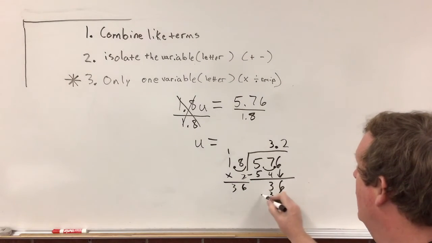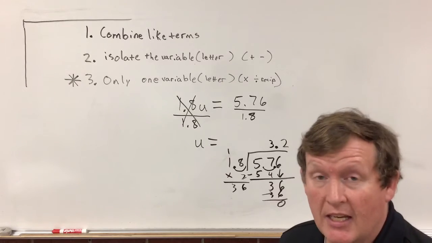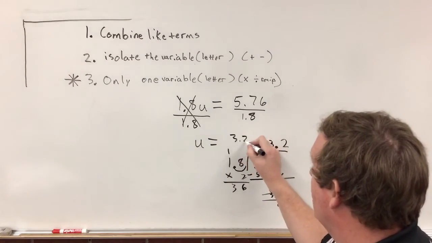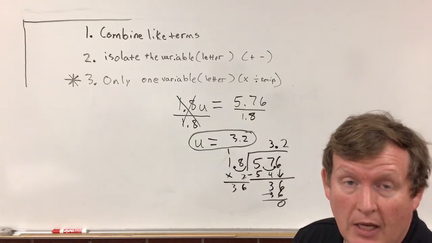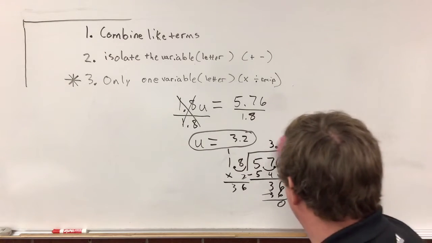It came out even. Once again, all our answers will be terminating. That means they end. They don't have any repeating answers or repeating decimals. So if you come up with a problem like that, you need to rethink it. Go back and look at it. Okay? The answer to this problem was 3.2. Let's try one more of these.